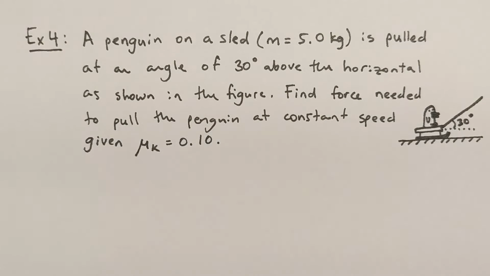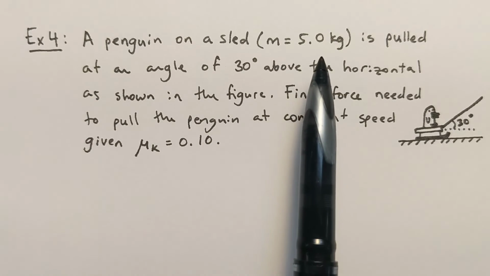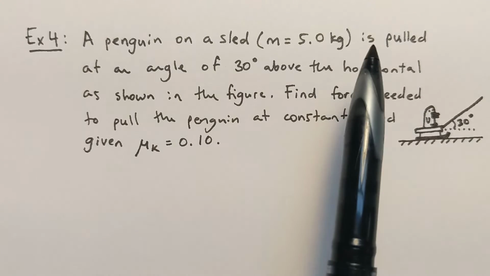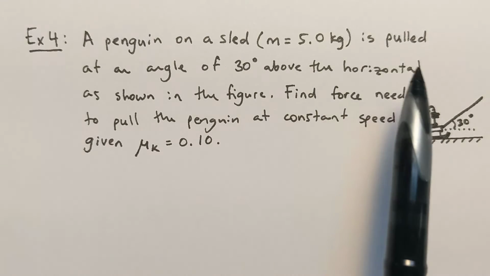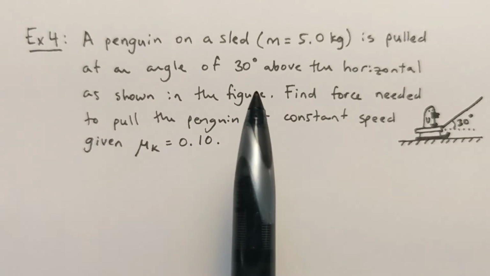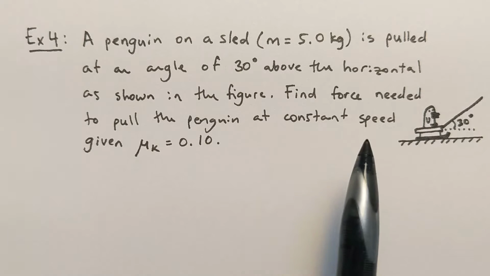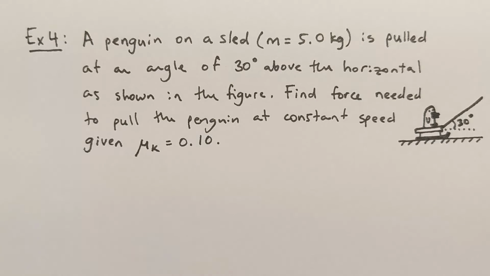All right, let's take a look at this new example. So example 4, a penguin on a sled with a mass of 5 kilograms. So the penguin and the sled together have a mass of 5 kilograms, is pulled at an angle of 30 degrees above the horizontal as shown in the figure. So take a look here at the figure. Find the force needed to pull the penguin at a constant speed given that the coefficient of friction is 0.10.